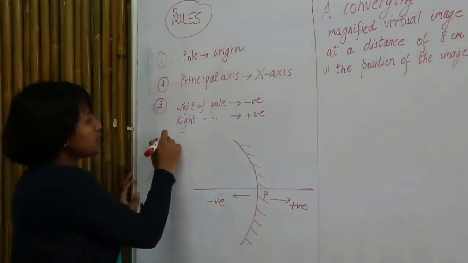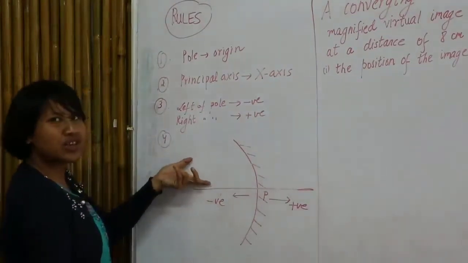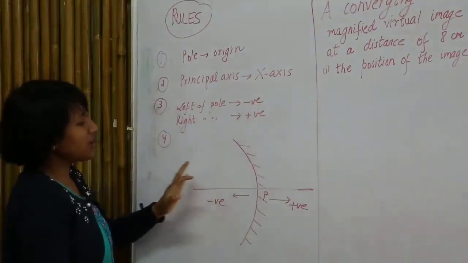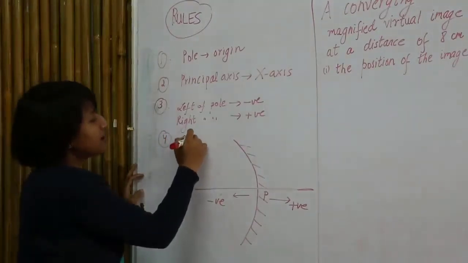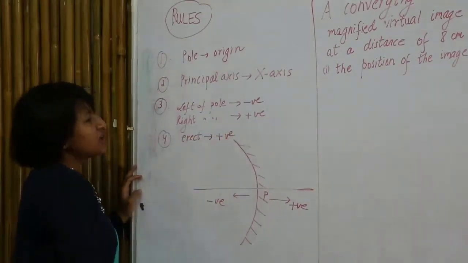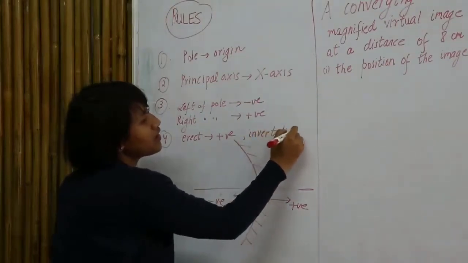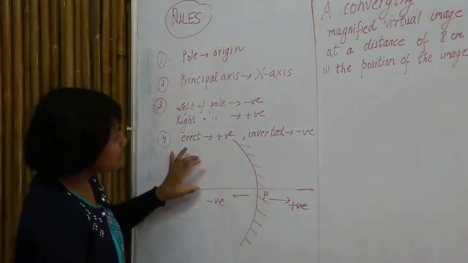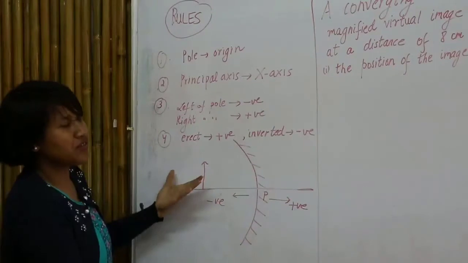Now the fourth rule is regarding the height of the object. If the height is erect, it will be positive. However, if it is inverted, it will be negative. So if the perpendicular distance like this is erect, it is positive.